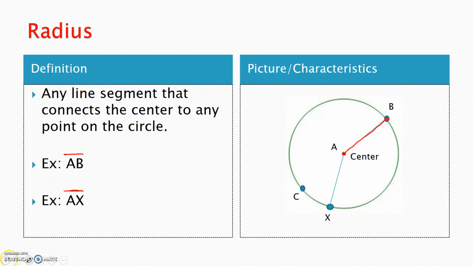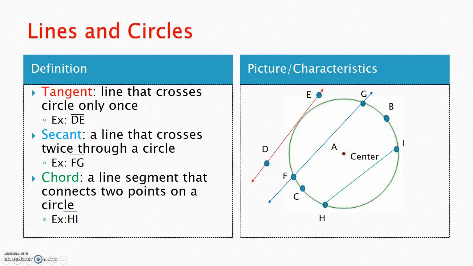All right. So this was one type of line, right? Well, we have other variations of lines. So how do lines deal with circles? We have 3 specific ones we want to talk about here. A tangent line, and I did my best to try to color code this. A tangent line is a line that crosses the circle only once.